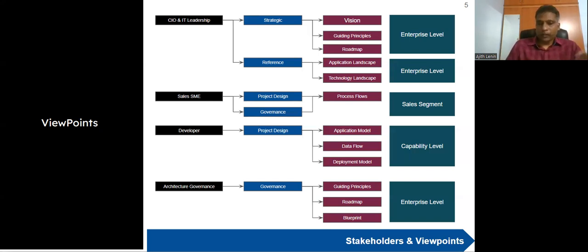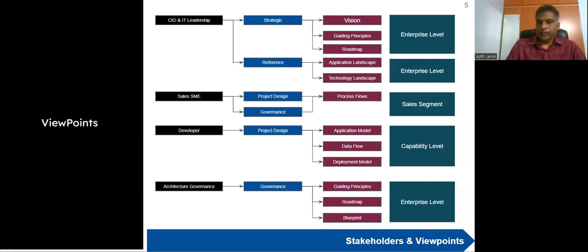The next stakeholder could be the governance team. If there is an architecture governance body, their primary reason for coming to the enterprise architecture could be governance. So they would be looking at guiding principles, the roadmap, the blueprints. And depending on how the organization is structured, they would probably be looking at an enterprise level. These are a few examples of how we can lay out the why and what aspect of it.